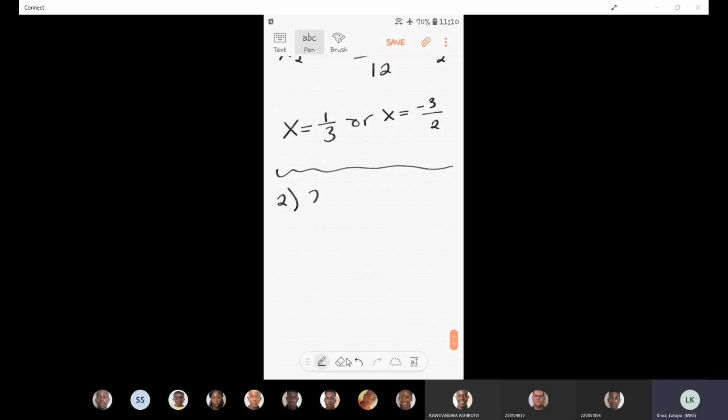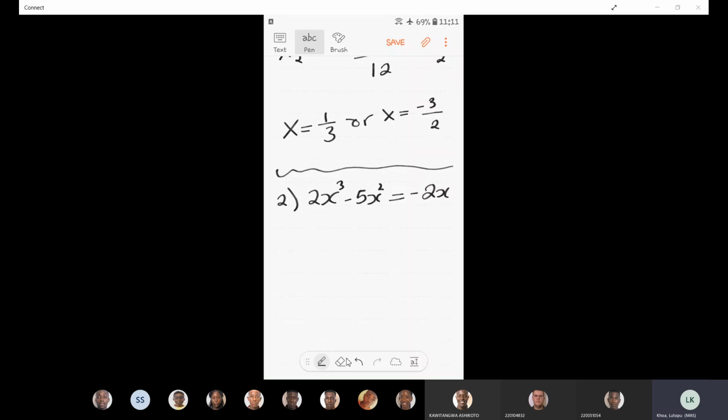I have 2x cubed minus 5x squared. And this is equal to negative 2x. Okay, so this one doesn't look like a quadratic equation. It is cubic, in fact, but you will notice that all the terms have x in common. So there's 2x cubed minus 5x squared, and it's equal to minus 2x.